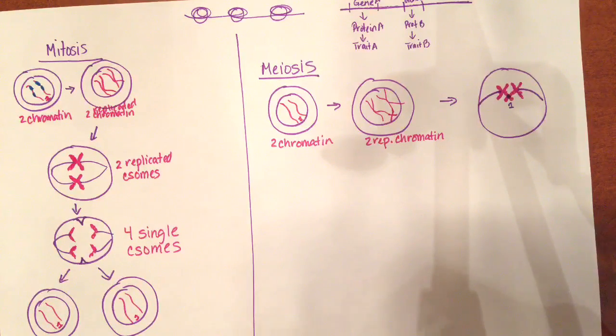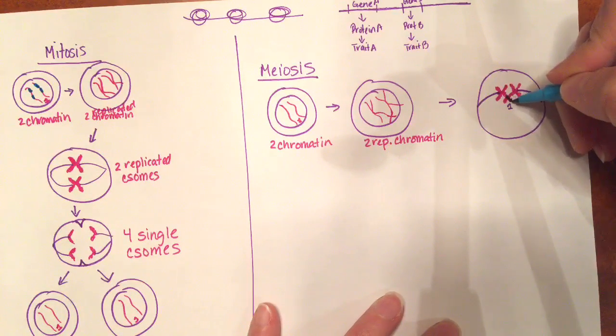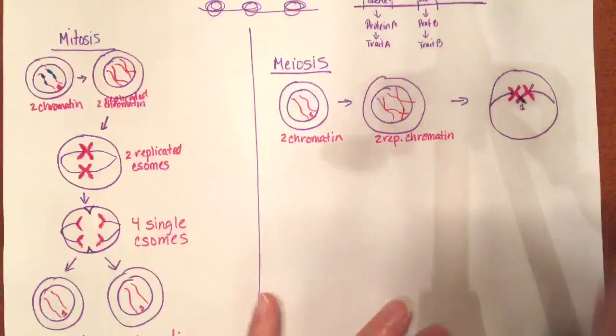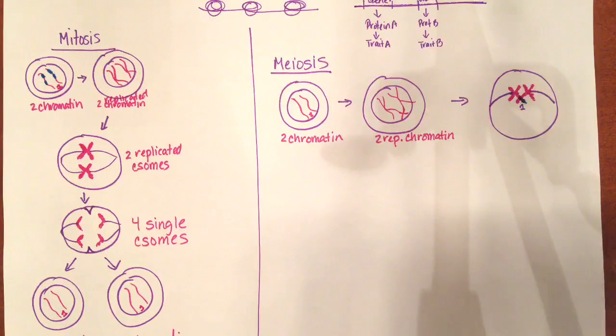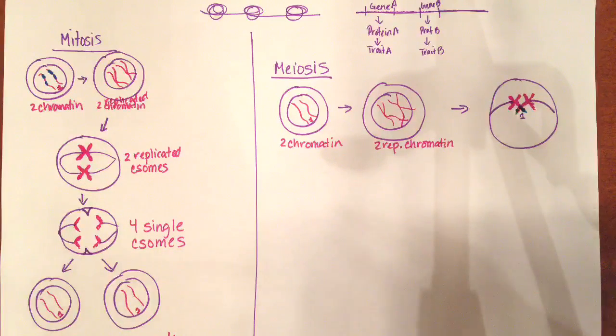So this part here, let's say this part was on this chromosome. I don't know if you can see that. And this part is on this chromosome. And so then they swap pieces of DNA. And we'll see later that that helps to increase genetic variation, during this crossing over process.